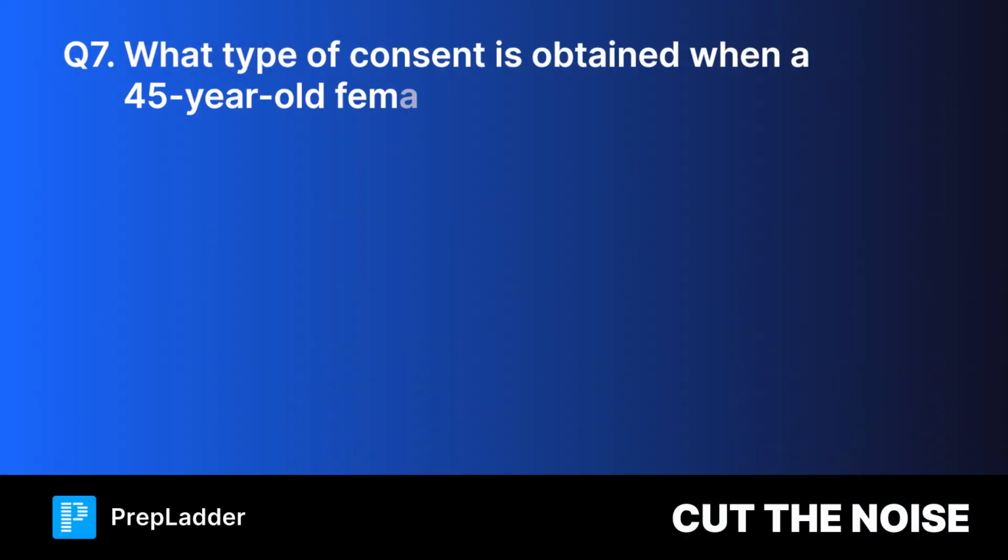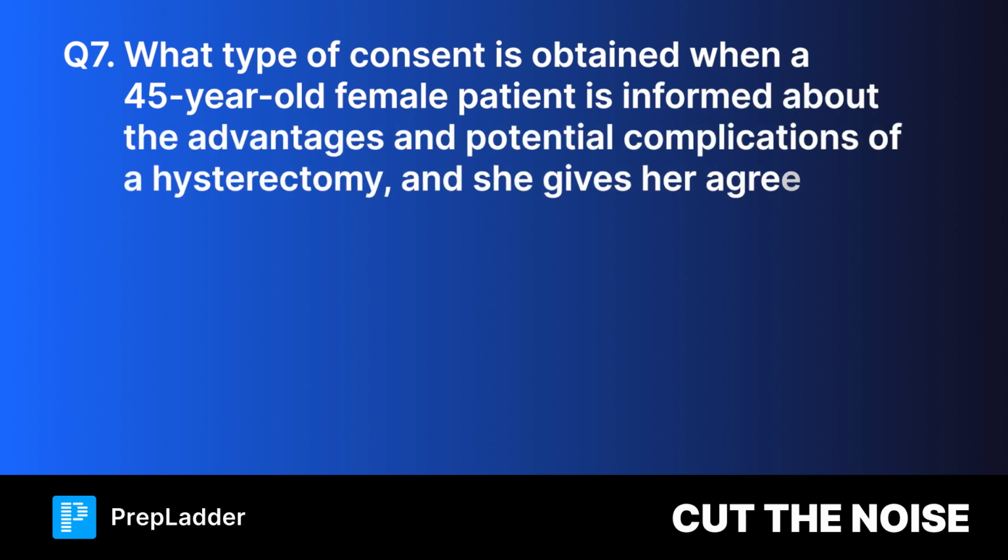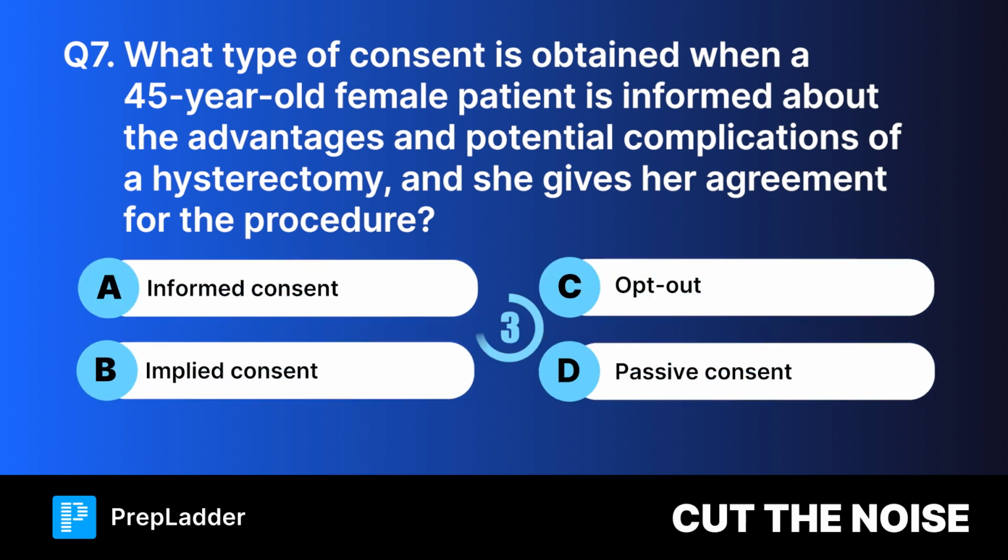Question 7. What type of consent is obtained when a 45-year-old female patient is informed about the advantages and potential complications of a hysterectomy, and she gives her agreement for the procedure? Your options are. And the correct answer is informed consent.